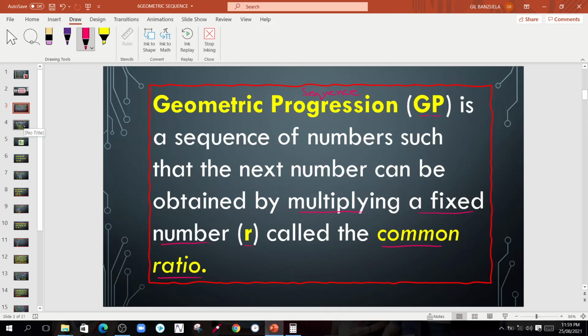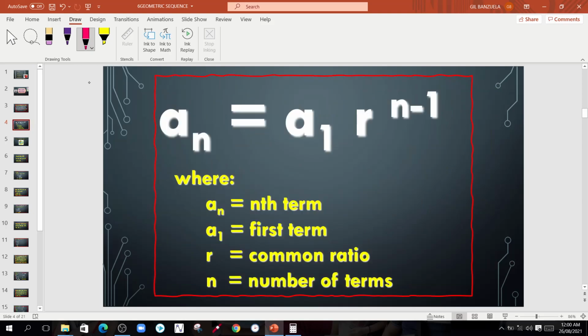So, let's deal with the formula. Pag-usapan natin yung formula, kasi syempre, before we solve, we have to know the pattern, yung magiging guide natin. Basically, very familiar na tayo sa a sub n. That is the nth term, or sometimes we call it the last term.